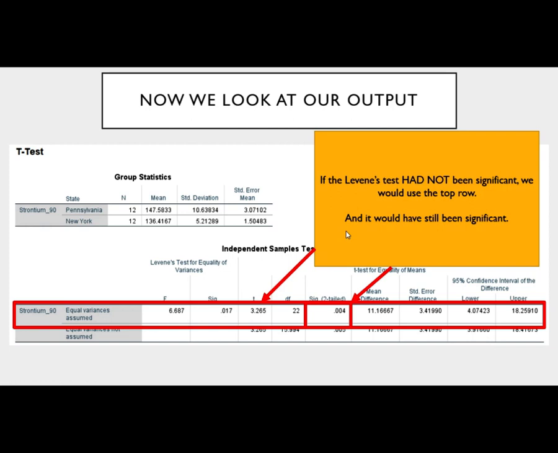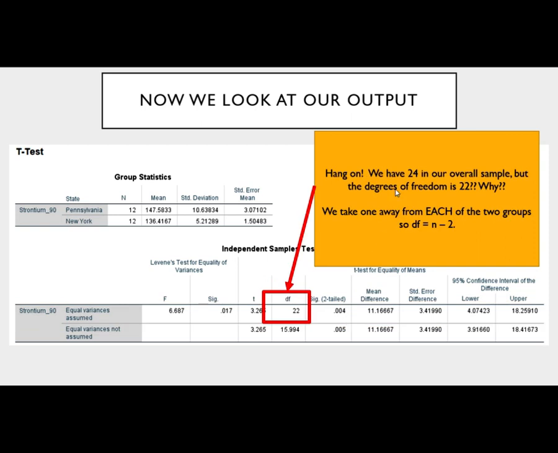So if the Levene's test had not been significant, we would use the top row, and it would have still been significant. Okay, hang on, it says we have 24 in our, so we have 12 plus 12, right? But why is our degrees of freedom only 22? You take 1 degree of freedom away from each of the two groups, so the degrees of freedom is n minus 2, so the overall sample size minus 2. You just need this to report your statistics, and since we're using the bottom one, you would use that box.